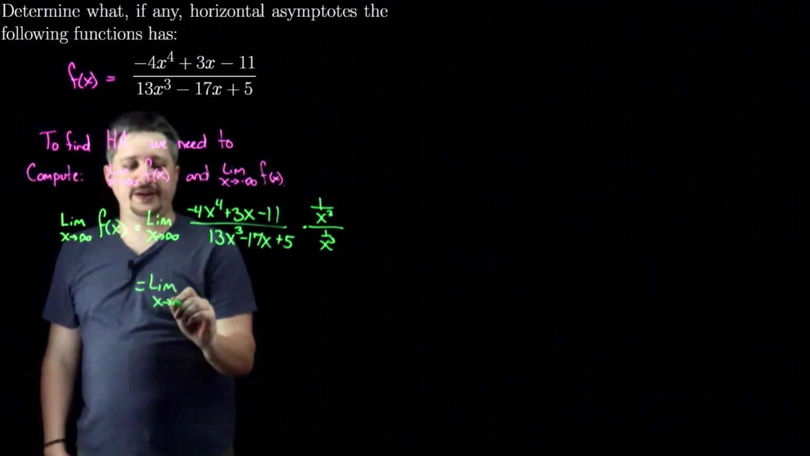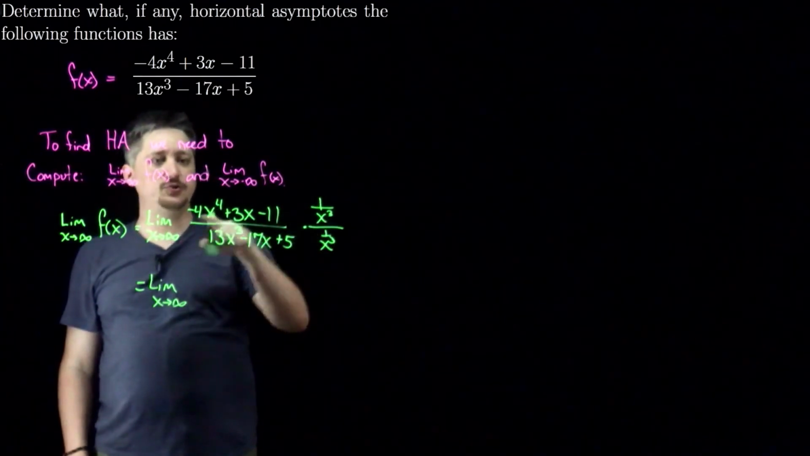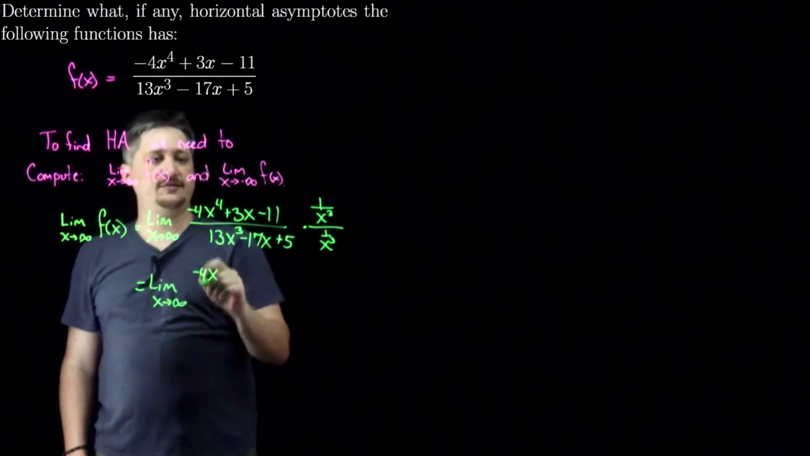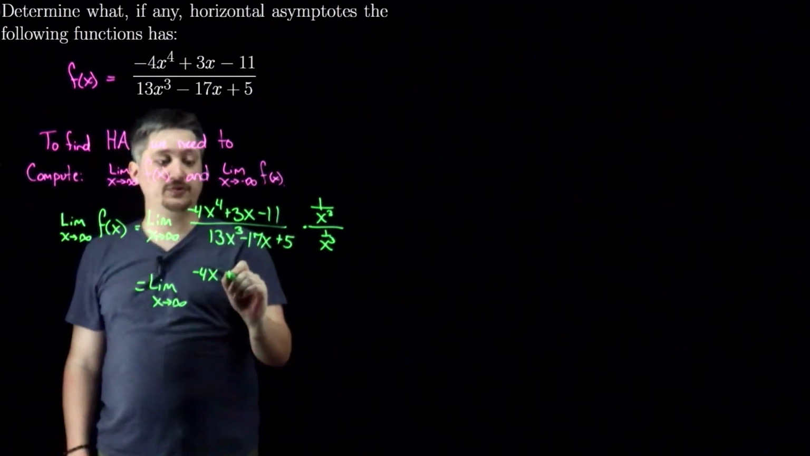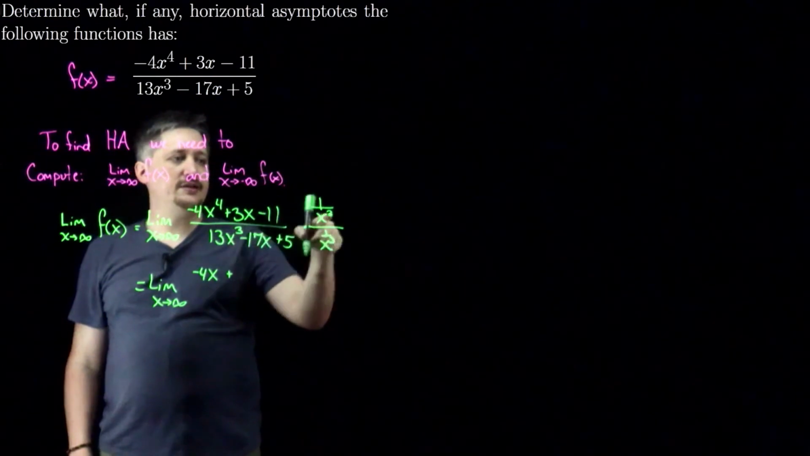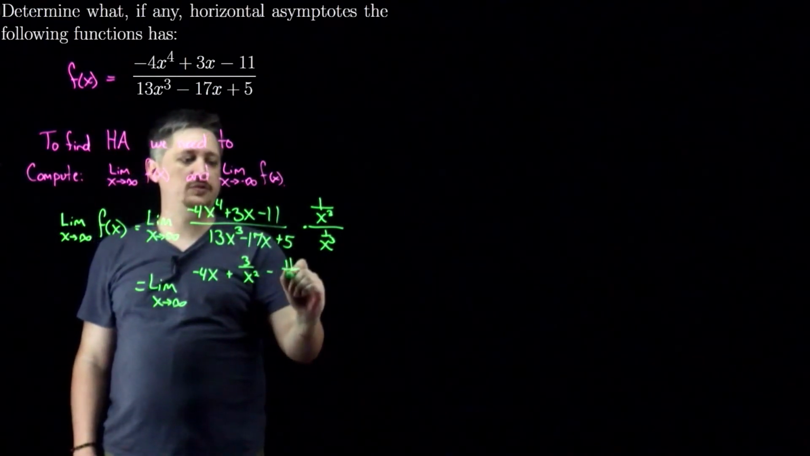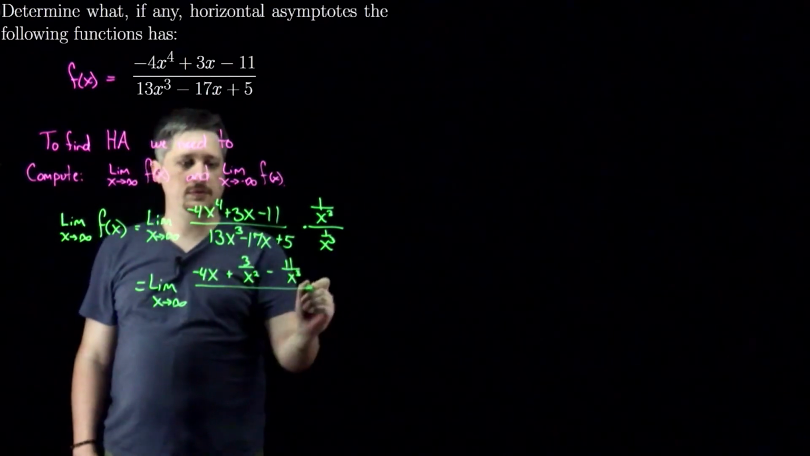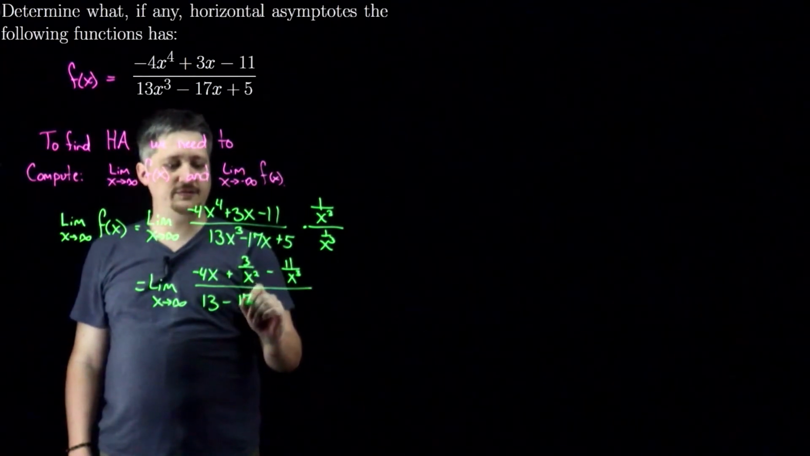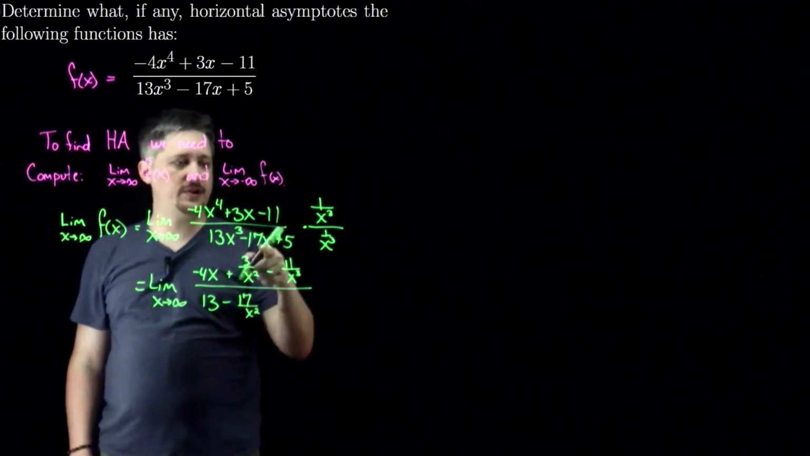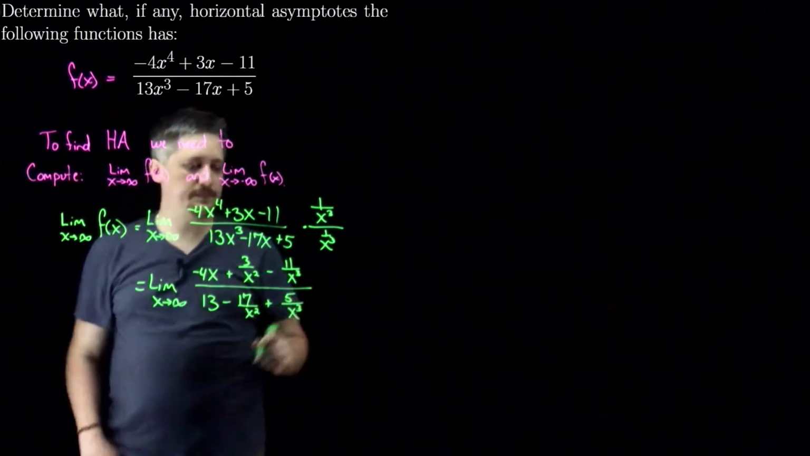And then I'm going to distribute that out term by term and see what happens. So if I take this first thing, divide by x cubed, I'm going to get negative 4x, right? Because this is x to the 4th divided by x cubed, leaves just 1x left over. Then I'm going to have 3 over x squared and 11 over x cubed. And then down here, I'm going to have 13 minus 17 over x squared, right? One of the x's will cancel, plus 5 over x cubed.